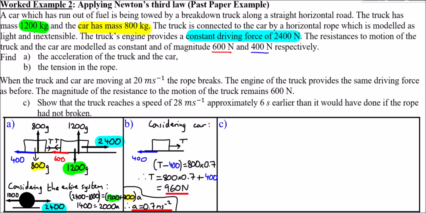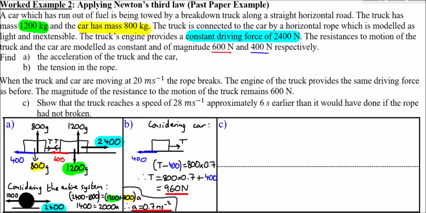Now that sort of makes sense in a way. If there's nothing holding the truck back, if it's not having to drag a car, it'll speed up quicker than what it would have done if it were having to carry the load of a car as well. So what we need to do is consider two different cases. The first case would be that the rope didn't break.